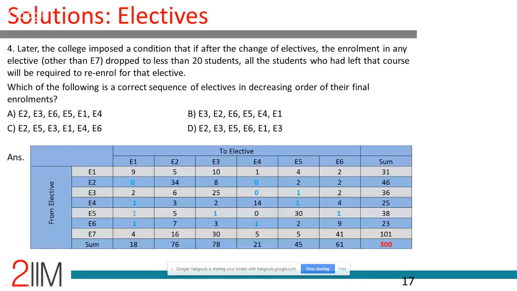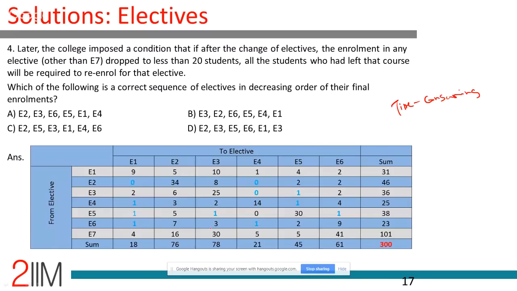Right? So later, the college imposed a condition that after the change of elective, the enrollment in any elective other than E7 dropped to less than 20 students. All the students who had left that course will be required to re-enroll for that elective. Which of the following is a correct sequence of electives in decreasing order of their final enrollments? And this is a proper time-consuming question. So from an exam point of view, we'll need to think about, is this good value for time?